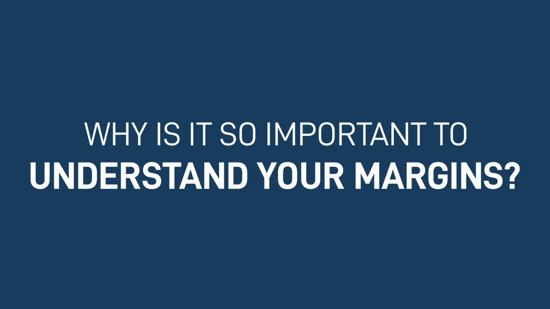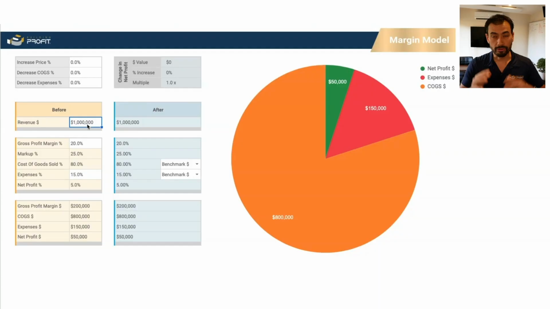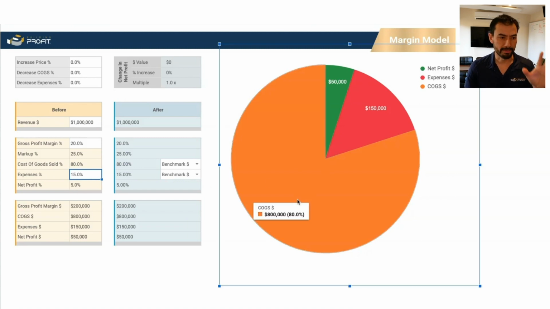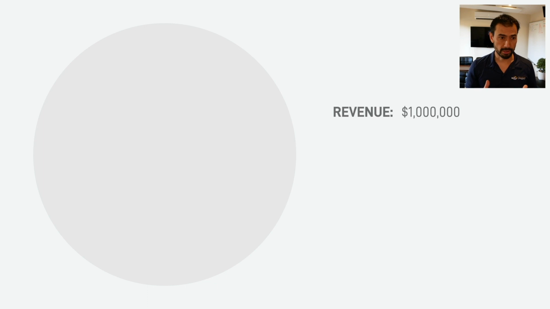Now let's get to the point of this video. Why is it so important to understand your margins? And for that, I'm going to use another model in a spreadsheet that we call the margin model. So here's an example of a business doing $1 million in revenue. Across all of its products and services, we're making about a 20% gross profit margin, and all the operating expenses for the business come to about 15%. So if we look at an example like that, we get something that looks like this. That's $1 million in revenue in total.